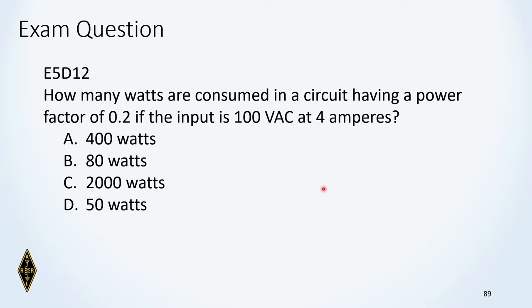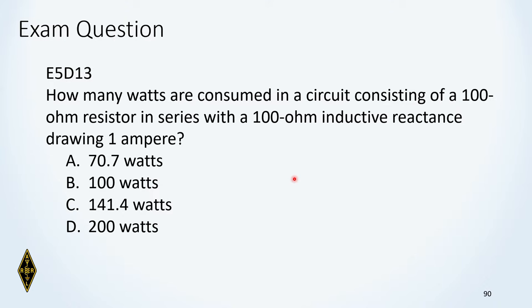4 amps times 100 times 0.2? Yes, it's 4 times 100 times the 0.2. Exactly. So the voltage times the amps, the VA number, is 400. Power factor is 0.2, so 400 times 0.2 is 80 watts. Yes. So they make you think a little bit, but these are really easy.